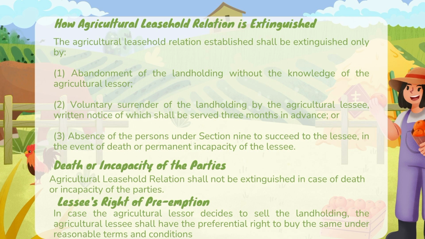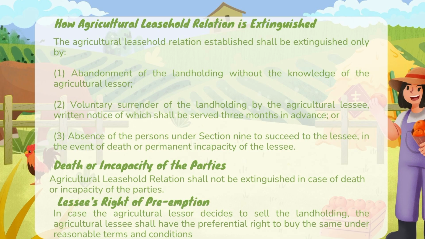Number 3 is absence of the persons under Section 9 to succeed to the lessee in the event of death or permanent incapacity of the lessee. It means if the farmer dies or becomes permanently incapable of farming and there is no one to take their place according to Section 9, the leasehold is extinguished.